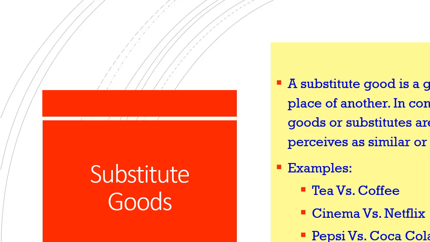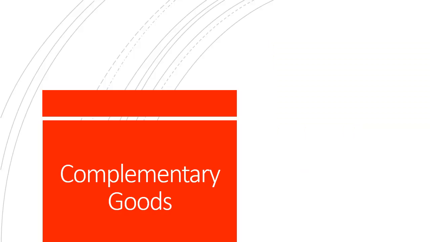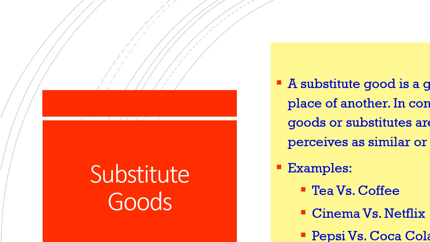At the end of the day, when you go to the cinema or to the shopping mall, you have to decide whether you're going to take an Uber or a taxi. So all these examples are examples of substitute goods. You're going to end up choosing product A, which is the tea, or product B, which is the coffee, but you're not going to buy both of them, right?